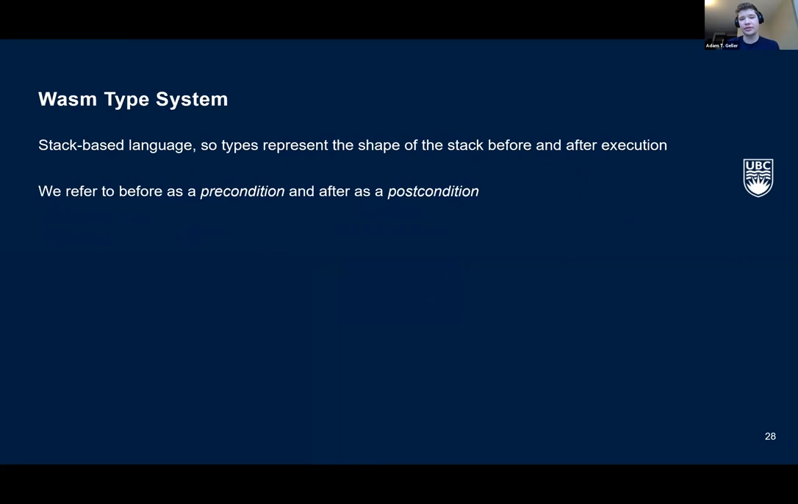So let's look at the WebAssembly type system. As I mentioned before, the types of instructions, which are these function types, as well as the types of functions, represent the shape of the stack before and after execution. So it really is just a precondition and postcondition on the shape of the stack. It tells you what values will be on the stack before and after you execute an instruction.